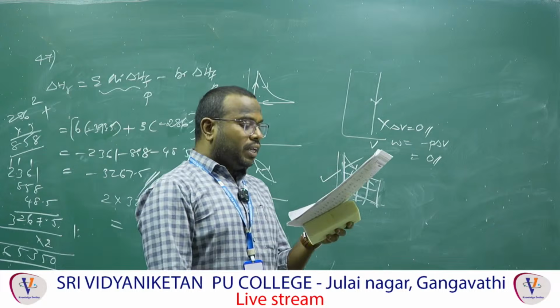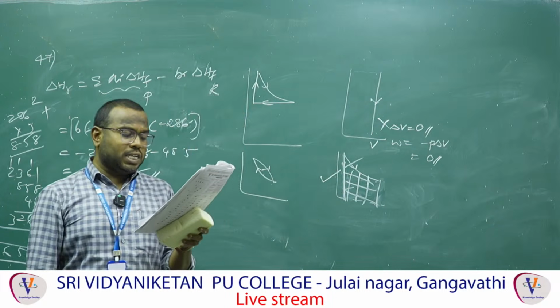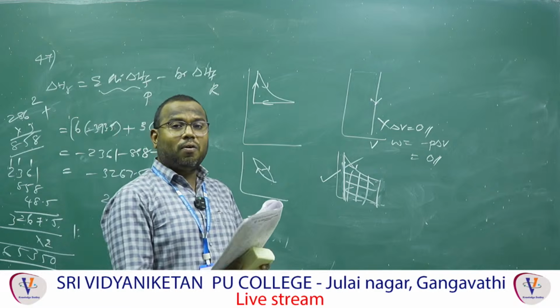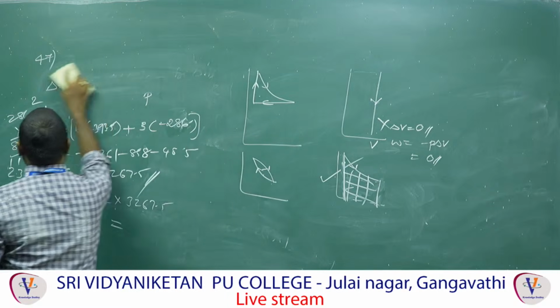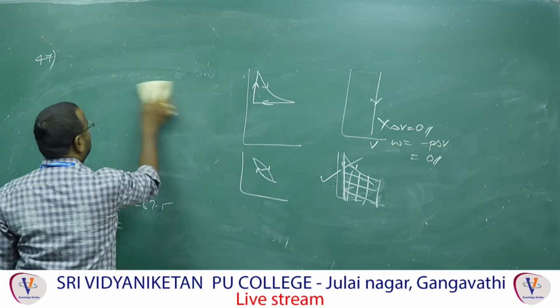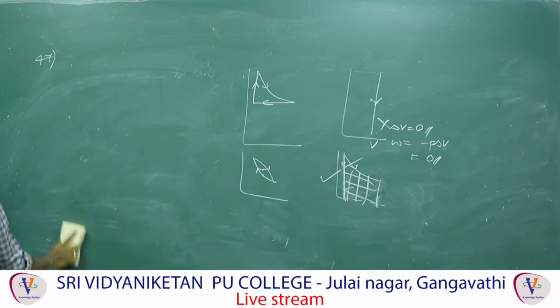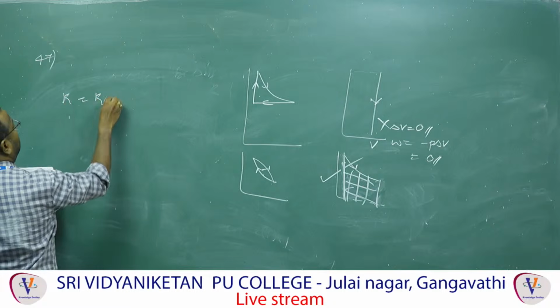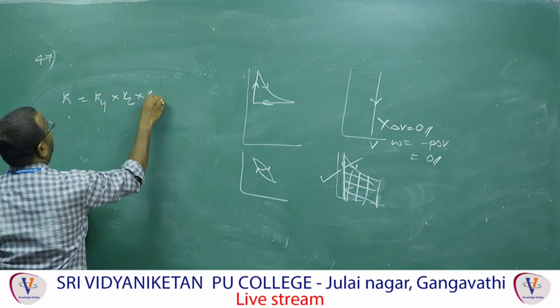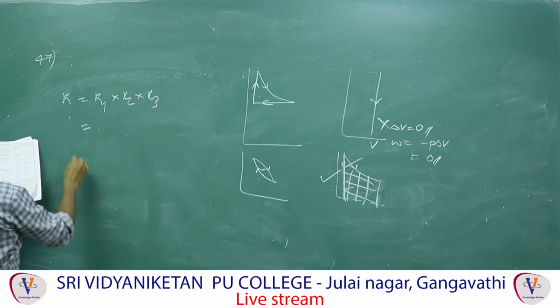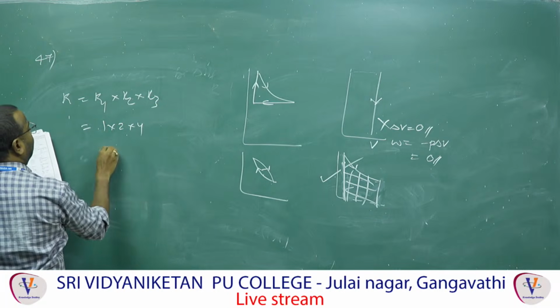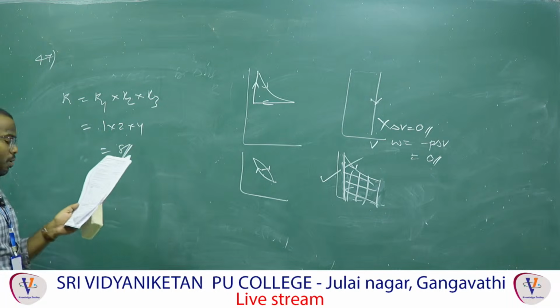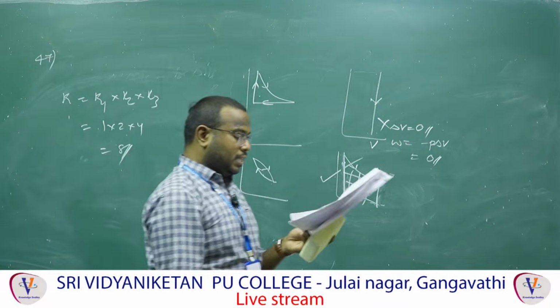56th. For the given hypothetical reactions, the equilibrium constants are as follows. So they are given like stepwise equilibrium constants. Now we need to calculate the overall. K equals K1 into K2 into K3. That is 1 into 2 into 4. 4 twos are 8 is what we get. Option 2 is correct answer.